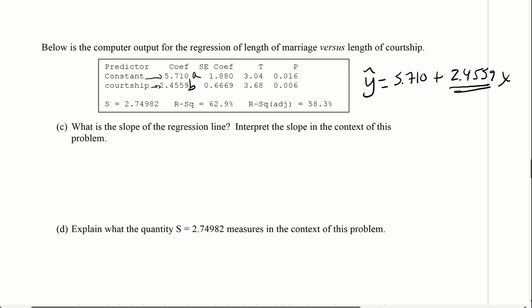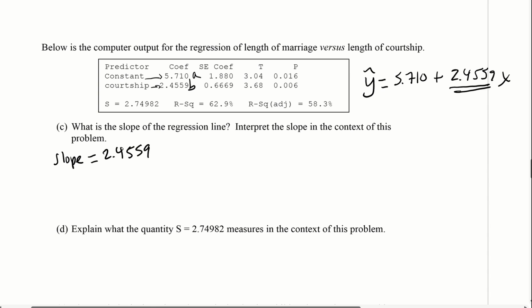This is your slope. Some students had trouble identifying the slope for whatever reason. The slope is the 2.4559. S is not the slope. S is the standard deviation of residuals. That's something completely different. So for part C, the slope is equal to 2.4559.